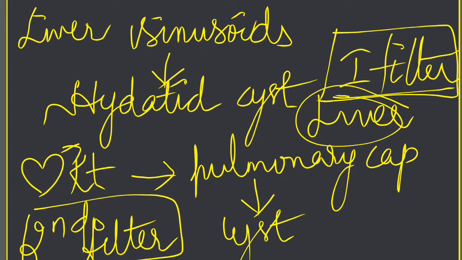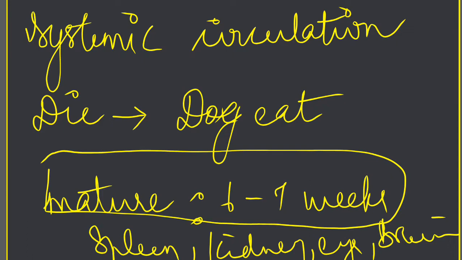So the liver acts as the first filter. Sometimes the larva may not get lodged in the sinusoids, so they enter the right heart. From the right heart they enter the pulmonary capillaries and get lodged there. So in the lungs they may form a hydatid cyst. The lungs act as the second filter. Sometimes they escape both and enter the systemic circulation, and they get deposited in various organs such as the spleen, kidney, eye, brain and bones, and in these organs they may form a hydatid cyst.